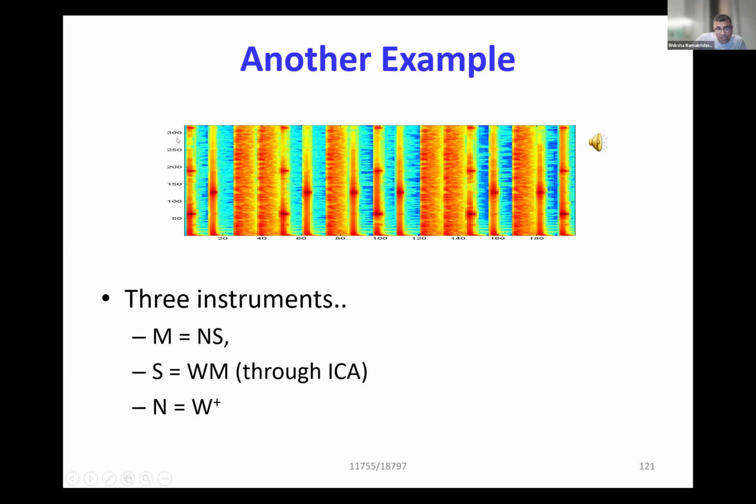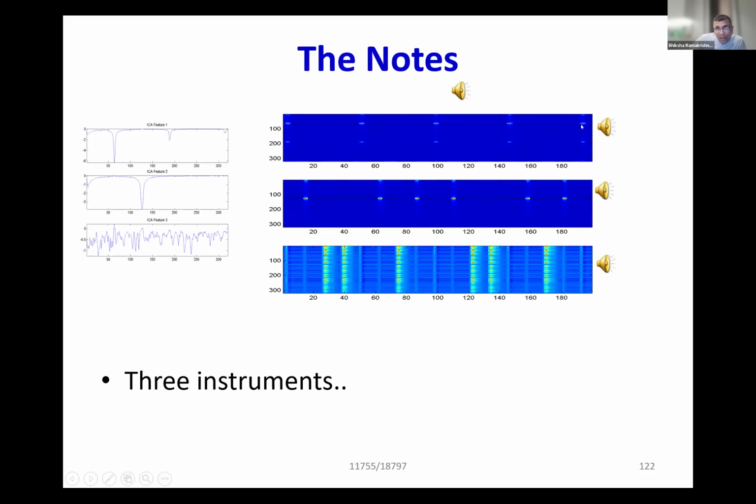Here's a piece of music. I'm going to try to decompose it as the product of notes and a source. And I'm going to try to make the rows of the source statistically independent. So here's the music. And if I run ICA, it actually pulls out the three instruments in this particular example.